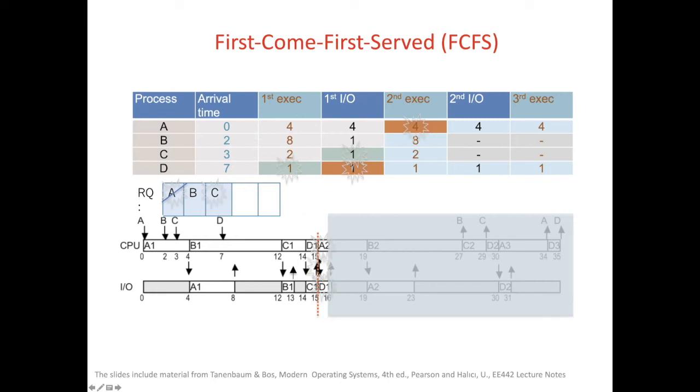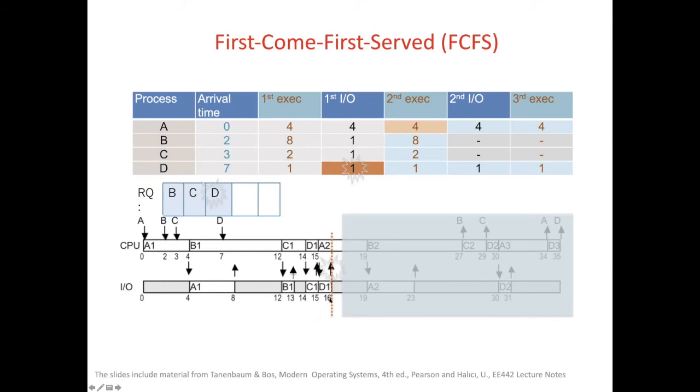At time 15, D finishes its execution and it goes to the device queue. Meanwhile, process C finishes its I/O operation. It enters the ready queue. The first process in the ready queue is process A, so A is chosen for the execution. This is the second CPU burst of process A.